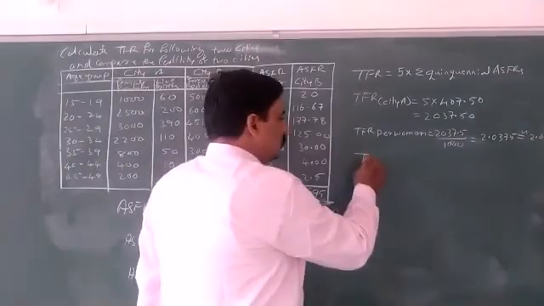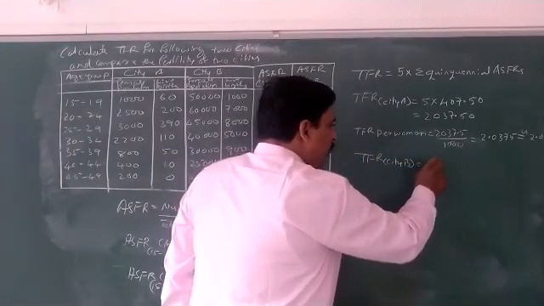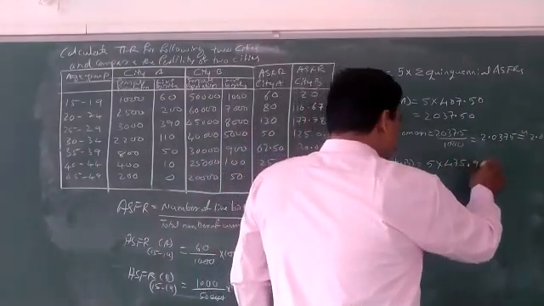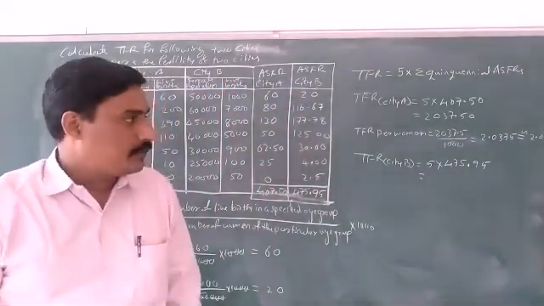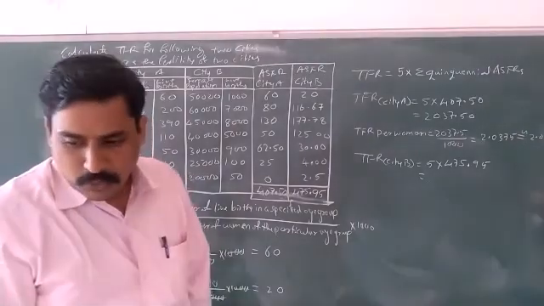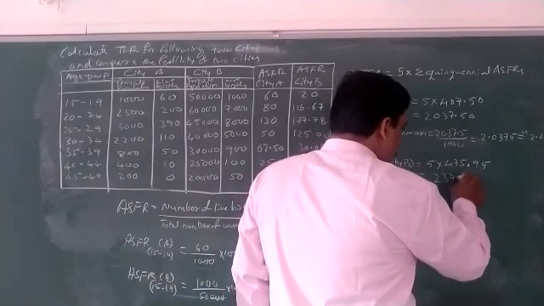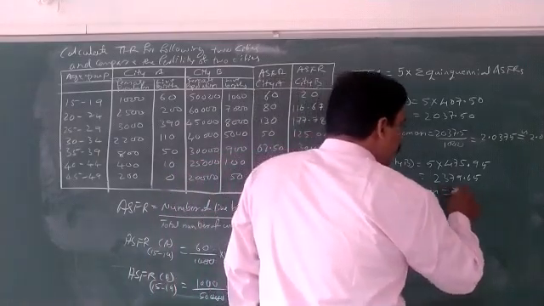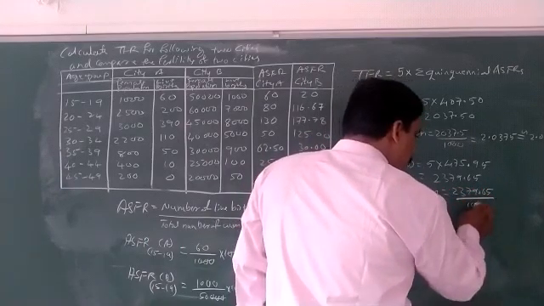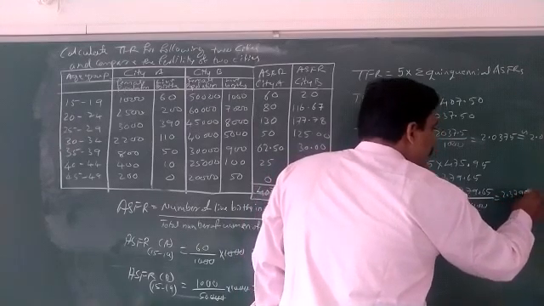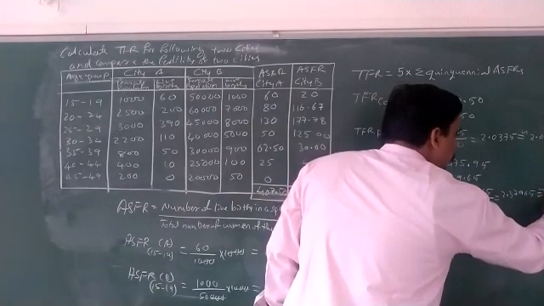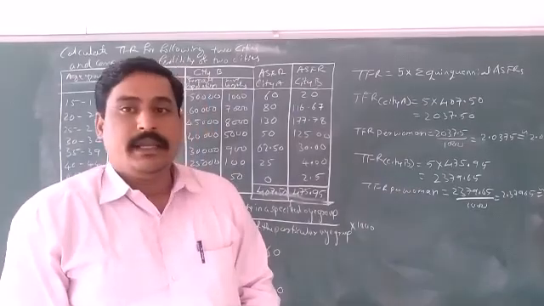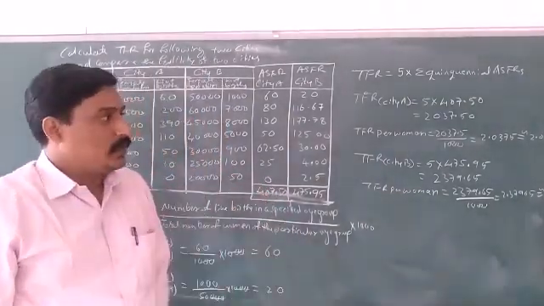Now for city B, TFR for city B is 5 into total of ASFR, 475.95. That is 2379.65. So TFR per woman is equal to 2379.65 divided by 1000, which is 2.3795, approximately 2.38. That is, in city B a woman will give birth to approximately 2.38 children.